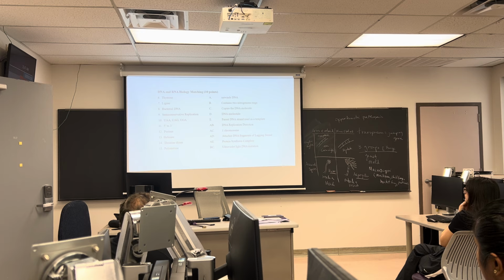Which one? B? Yeah. DNA replication direction, very good. Purines contain two rings, good. Helicase, A. It unwinds DNA.